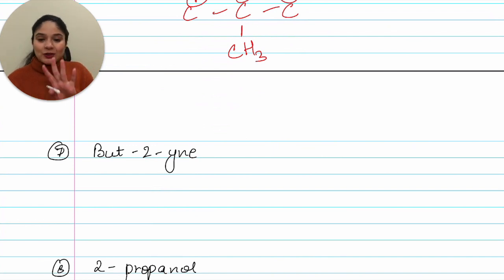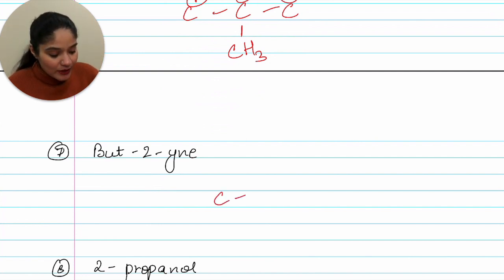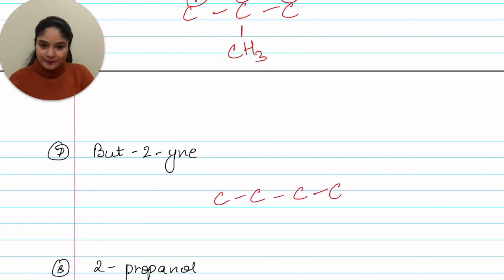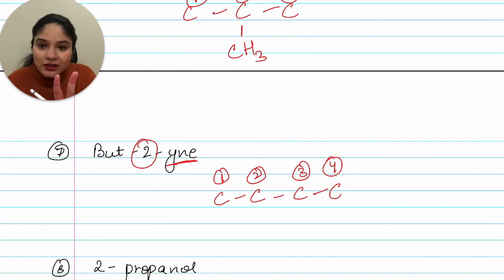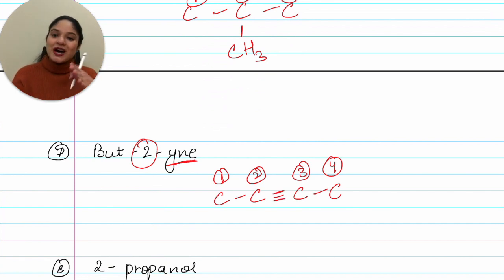Moving on, but-2-yne. Step by step, but means 4 carbons, so let's number it 1, 2, 3, 4. 2-yne means at second position you have a triple bond. So 1, 2, triple bond. Okay, but-2-yne. Let's move on, students.